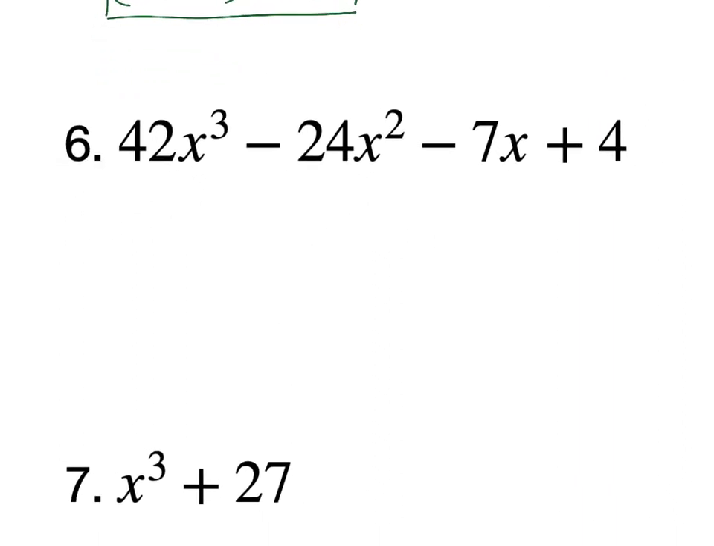6 we're not so fond of because it's got 4 terms. There is no GCF. The only thing 7 is divisible by is 7, and 4 is not divisible by 7, so we can rule that out. And we don't have an x in everybody.